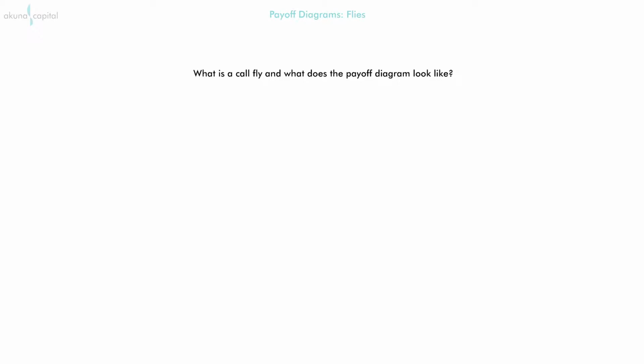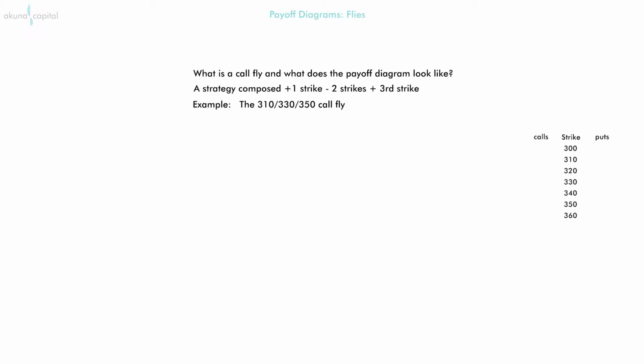So let's start by answering the age-old question of what a call fly is and what the payoff diagram might look like for one. A call fly is a strategy made up of four options. You buy one contract of the first strike, sell two contracts of the middle strike, and buy one contract of the third strike. Most of the time these strikes are equidistant, meaning that the wings are an equal distance from the middle strike. If the strikes are not equidistant, traders will specify that it's a non-symmetrical fly. So in this case, this is a 40-point wide fly, since it starts at 310 and ends at the 350 strike.